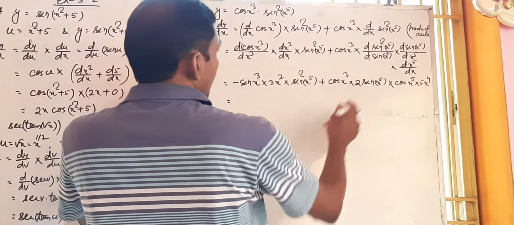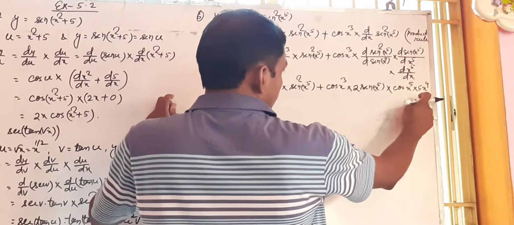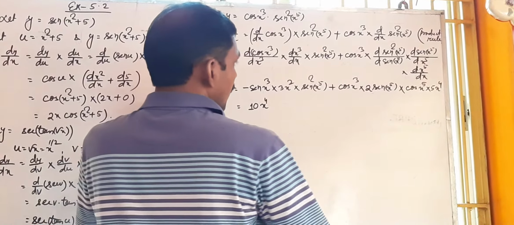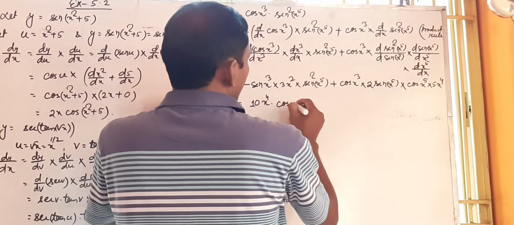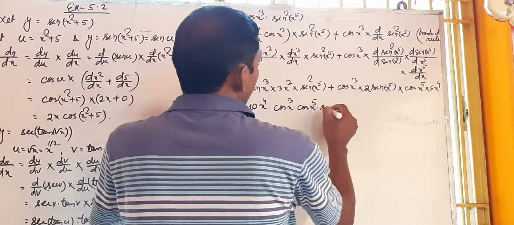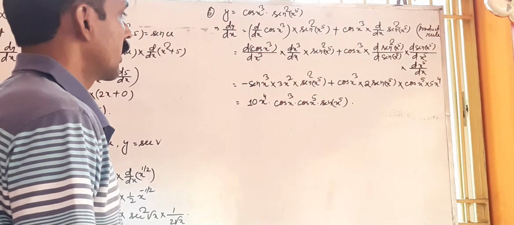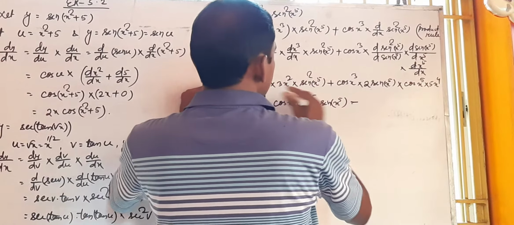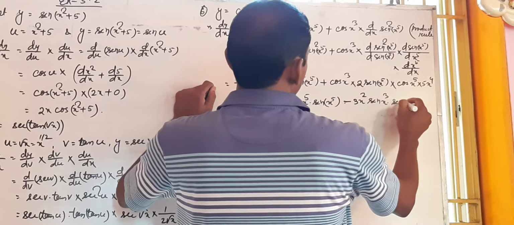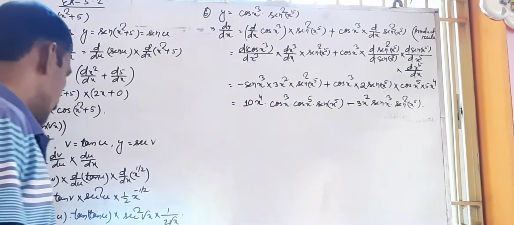So this is how much? 2 times 5 is 10. Okay, 10 x to the power 4, into cos x cube into cos x to the power 5 into sin x to the power 5, minus this one, 3x square sin x cube into sin square x to the power 5. So this is the answer of question number 6.